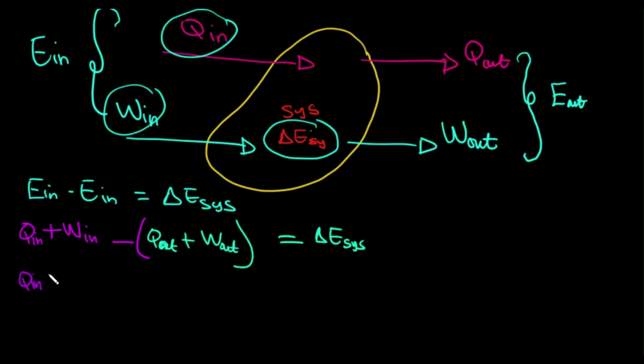Right, we can expand the bracket here, multiplying through, and that will give us Q in plus work in minus Q out minus work out. That gives us changes in system energy. At this point, we can collect the like terms together: all the heat terms on one side and all the work terms on one side. Okay, so I'm going to do that.